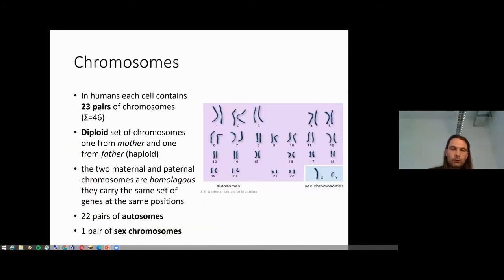So humans have 23 pairs of chromosomes, and we have, as I said, a diploid set. That means we inherit one set of chromosomes from the mother and one from the father. The individual sets, what we call the maternal chromosomes for mother and the paternal for father, are haploid. But they are what we call homologous. They carry the same set of genes at the same positions. So this is important to realize.